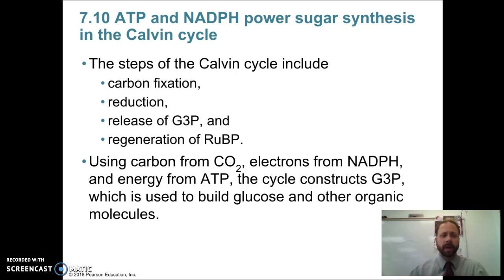We're going to use the carbon from carbon dioxide, the electrons from NADPH, and the energy from the ATP, throw all that into a cycle, the Calvin cycle, and create G3P. Now G3P is like a building block molecule that can be used to make a whole bunch of different sugars. The main one we always talk about is glucose, and that's what we're going to focus on here, because after the glucose is made, we're going to talk about cellular respiration in another class and how we can break that glucose back down and release a lot of energy from it.